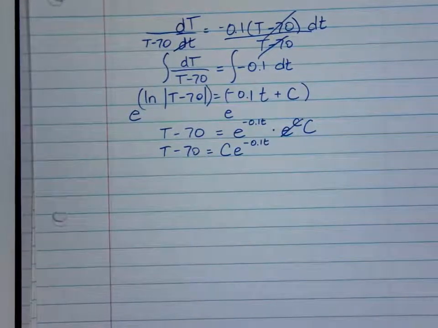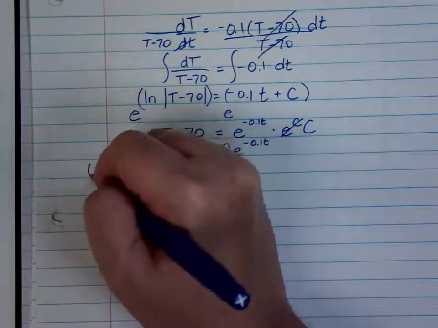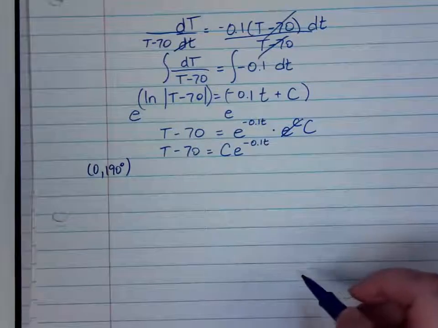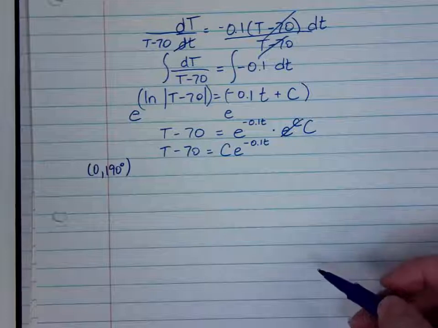Okay, look back on your worksheet, please, and see if you can find what the initial condition was. What was the first point they gave us for this problem? 0, comma, 190. The time was 0, the temperature was 190. That's how hot the coffee was when we took it out of the oven, or the microwave. Oven.